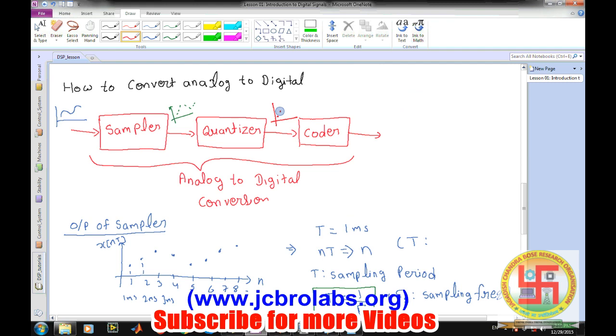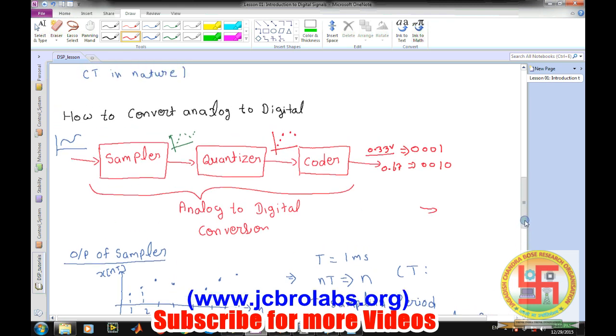The quantizer ultimately represents this value depending on the number of bits used by the coder, and then the coder codes each value. Suppose it is 0.33 volts, it gives the code according to its level, like the second code, 0001 for 4 bit. For 0.67 it will give 0010, and so on. So this is the entire process.